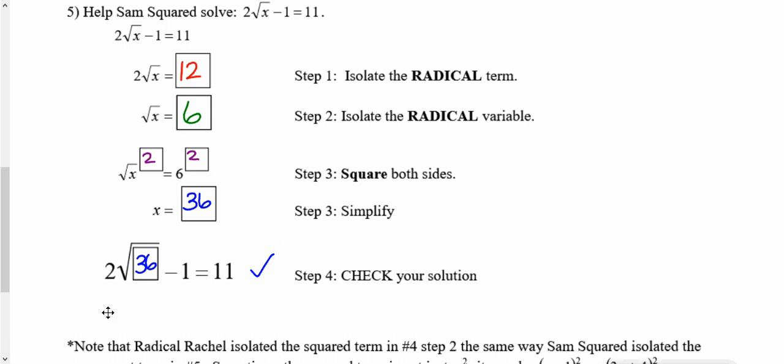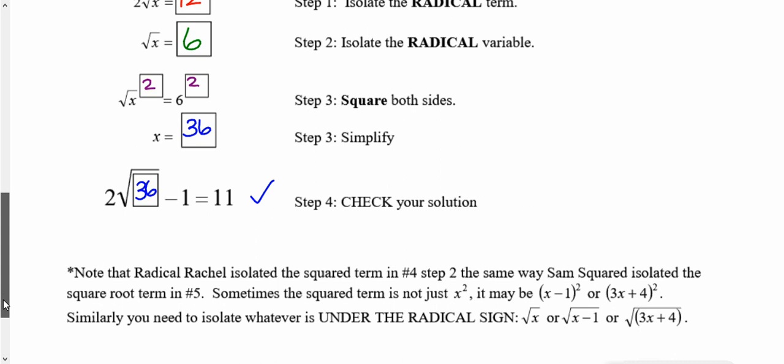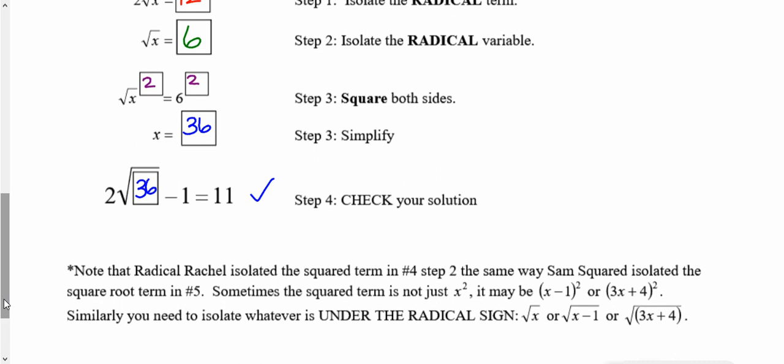Notice we use the same method in both of those problems to solve. We isolated the square term in number 4 just the same way as we isolated the square root term in number 5. Just realize that just like sometimes the squared term might be something like an x minus 1 squared or 3x plus 4 squared, sometimes the radical will not just be the single radical of x. It will be something like the square root of x minus 1 or the square root of 3x plus 4. Either way, we're isolating the whole radical.